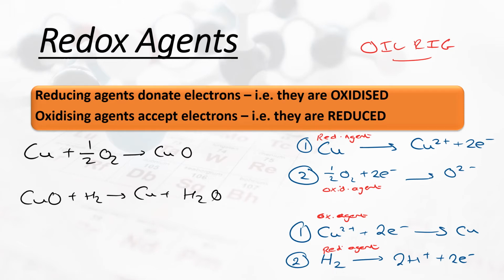Our hydrogen has gone from being H2 to 2H+ and 2 electrons. So therefore our hydrogen has lost electrons, it has been oxidized, and therefore it is the reducing agent. So it's always the opposite of what it actually is. If it's been reduced, it's the oxidizing agent. If it's been oxidized, it's the reducing agent.